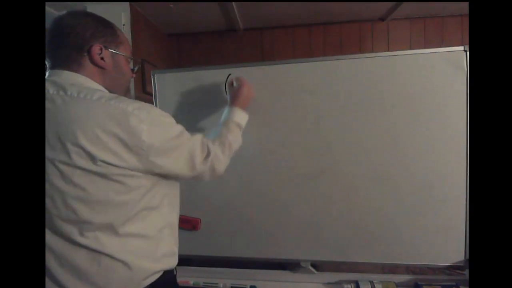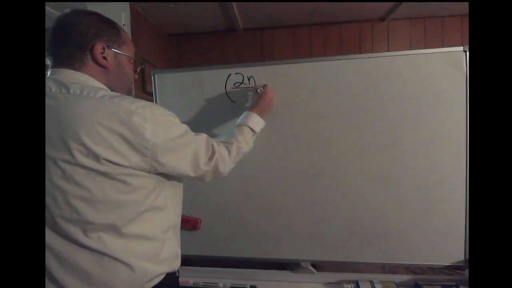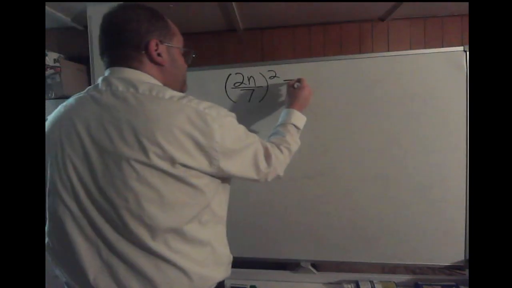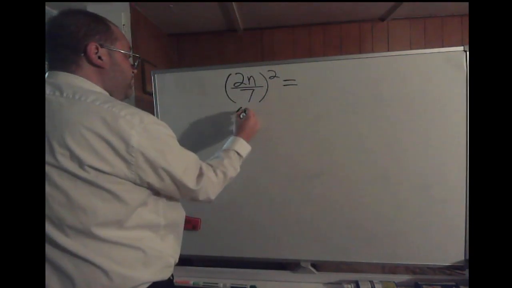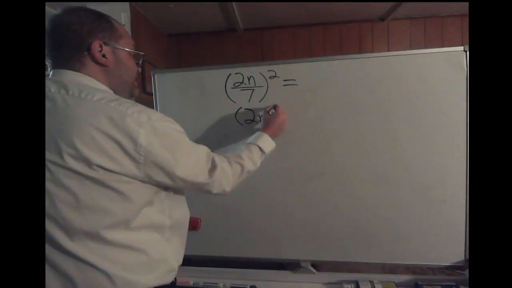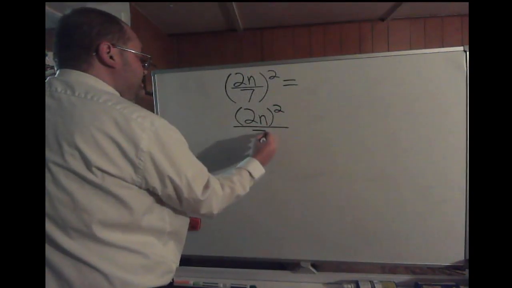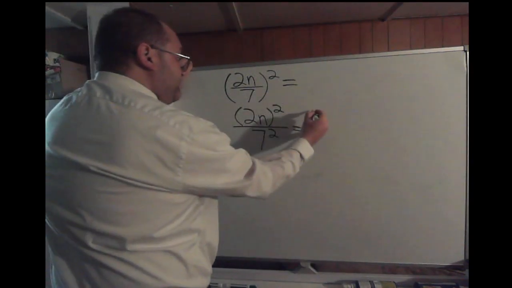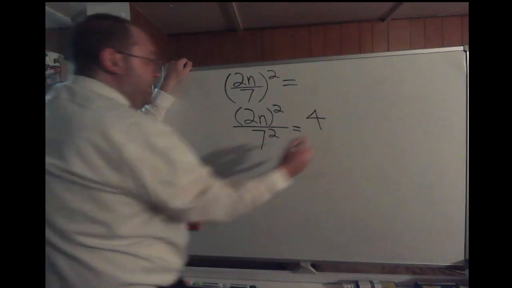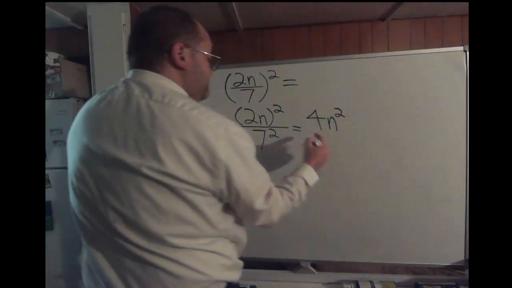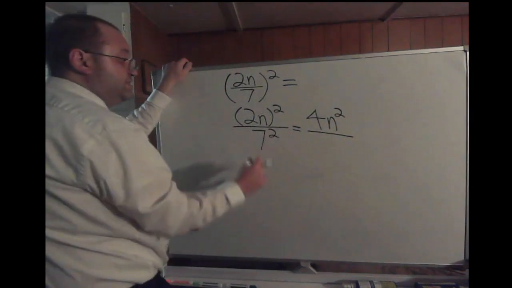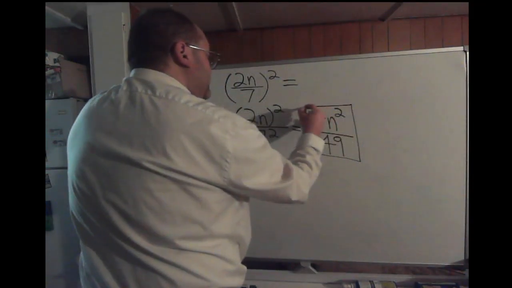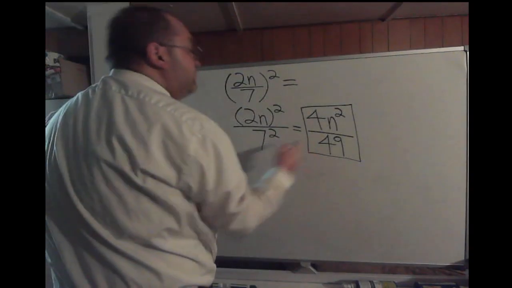Alright, let's see. You have 2n over 7 to the second power. Well, what you've got to do is take the whole numerator of 2n, raise that to the second power, over that 7, raise that to the second power. Well, in the numerator, 2 to the second power, that's 4. n to the second power is, well, just that. You get 4n to the second power over 7 to the second power, that's 49. So the answer you should get would be 4n to the second power over 49.